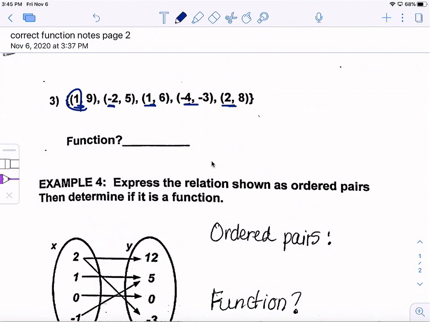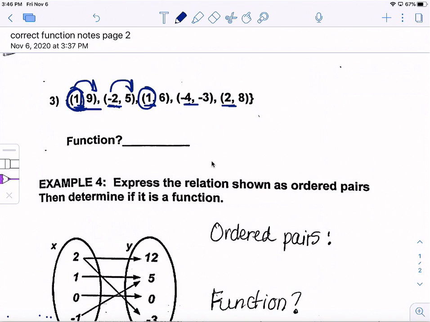So if I input a 1, a 9 comes out. If -2 is my input, a 5 is the output. If I input a 1, well, right here on the first one, the 9 was the output. Right here I'm inputting 1 again and getting a different output. So that breaks the rule of a function because right here I have two different output values for the same input value.